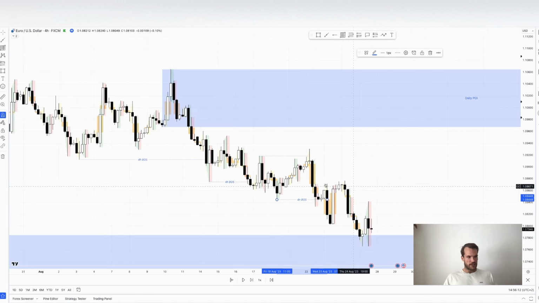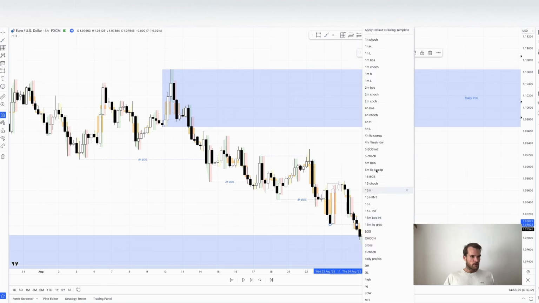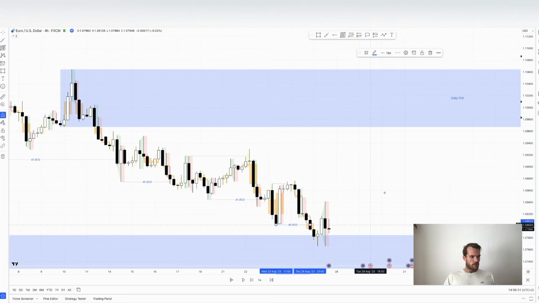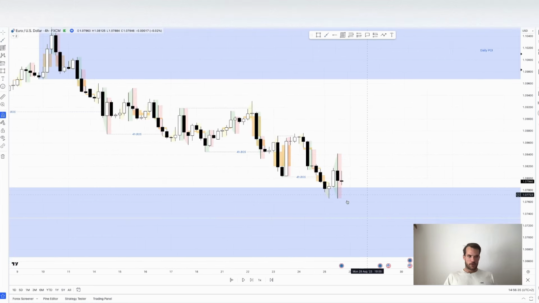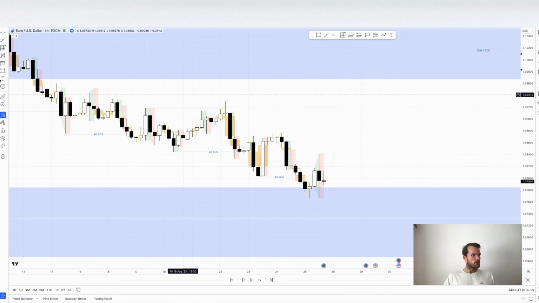We then had a sweep here where we took out some liquidity from a consolidation, which then led to another breaker structure on the 4 hours. And then we are where we are right now. We've tapped into a daily point of interest, so potentially we can look for maybe reversal points here.